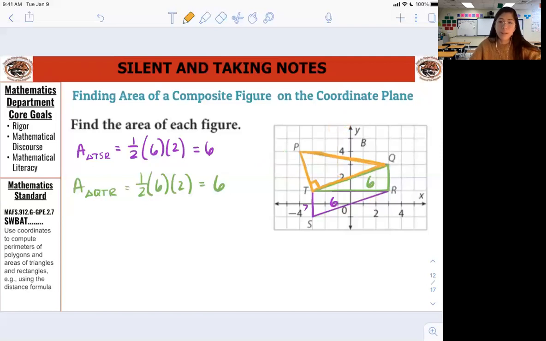But now that I know it's a right triangle, I still need to know the height and I need to know the base. But since those are not straight horizontal or vertical lines, I have to use my distance formula. So I need to find the distance of PT and the distance of QT using the distance formula. So go ahead and try that on your own. Use that distance formula, figure out the lengths, and then we can finish this problem.